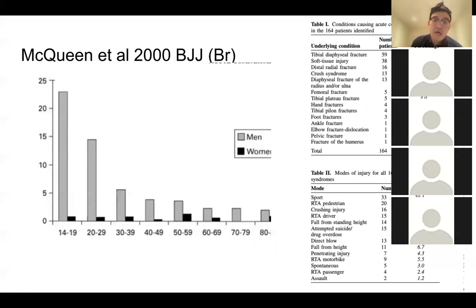But never forget, other causes of compartment syndrome include soft tissue injury, a distal radius fracture, crush syndrome, long lies, a forearm fracture, even a femur fracture. The most common mechanism of injury will be sports, road traffic accident, crushing injury, or fall from standing height. And the younger you are, the riskier you are for compartment syndrome, especially in male patients.